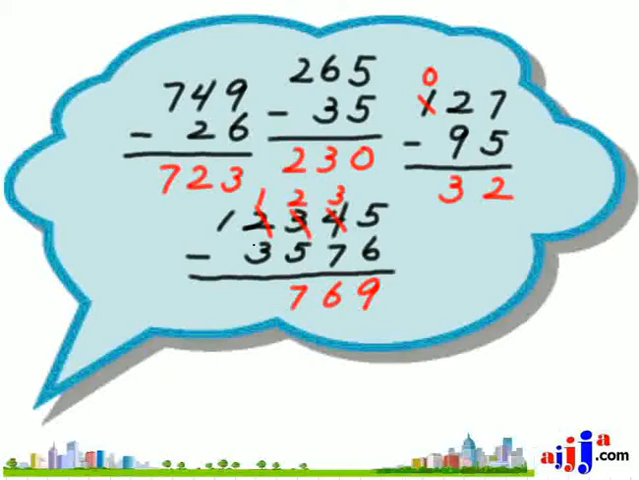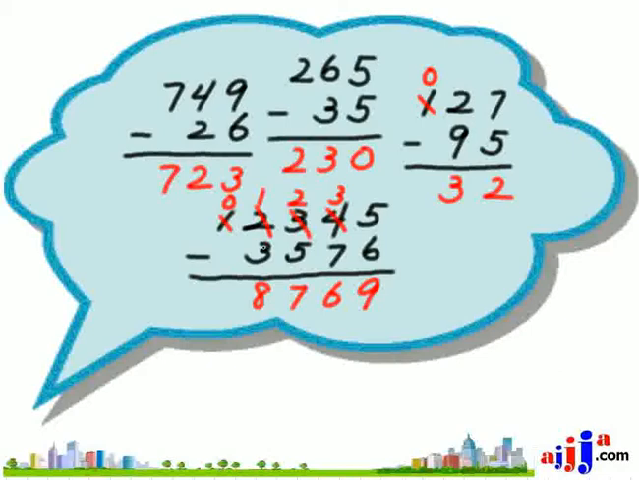Now, 1 minus 3, uh-oh. Another impossible thing going on right here. Okay, that means we have to borrow this one. So that means this is going to be 0. So that means 10 and 1, that's 11. See, 11 minus 3, which is 8.